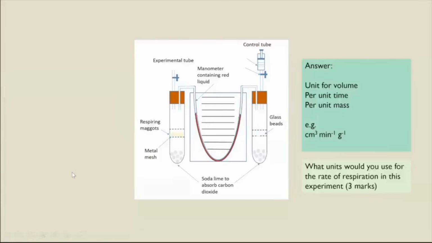So the units, 3 parts. It's always a unit for volume, per unit time, per unit mass. So I've used this as an example, but it could equally be millimetres cubed. Most likely it is per minute for this, because if it was per second, seconds isn't really long enough to see a change. And per gram is the most common, because whatever you do put in the experimental tube has to be small enough to fit in a tube. So you're going to be measuring it in grams.